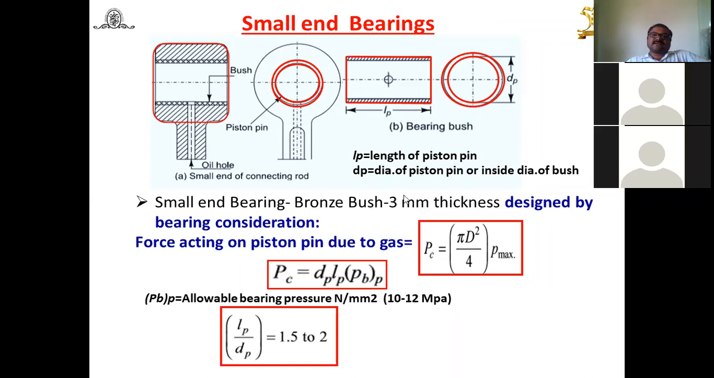And it is designed by using bearing consideration. Bearing consideration means the piston pin which is inserted in the bearing bush. The projected area that we have to consider. The projected area, what you will get? D_P and L_P, D_P into L_P. And the bearing pressure, that is P_b into P. So you will get this P_C.